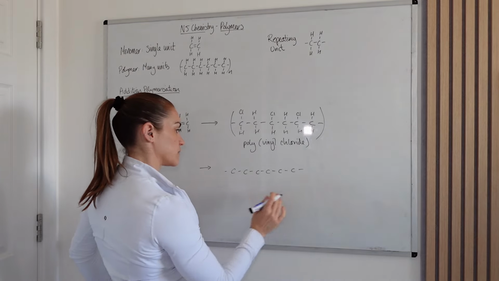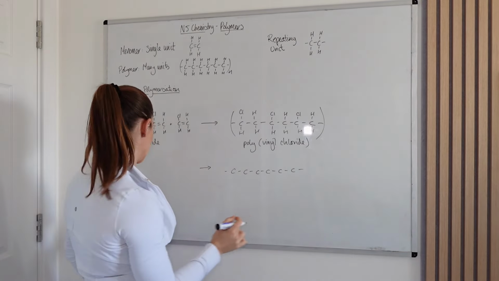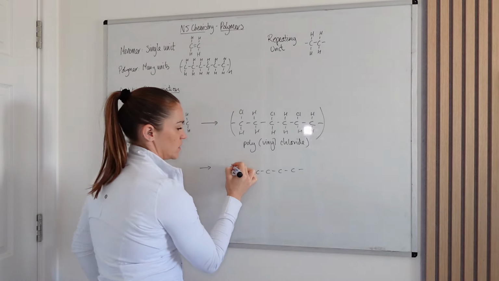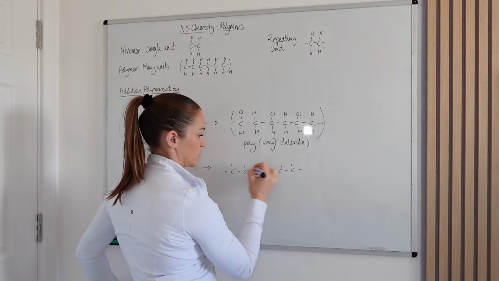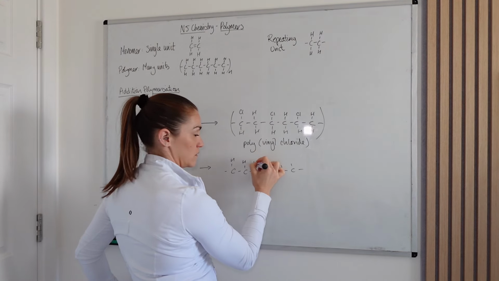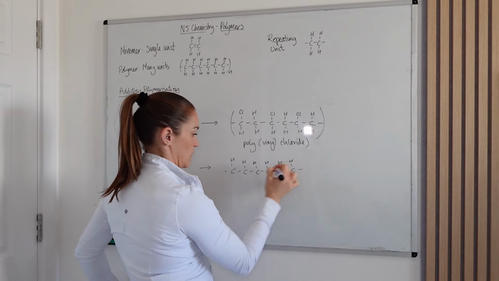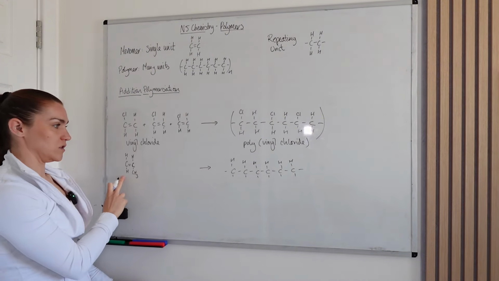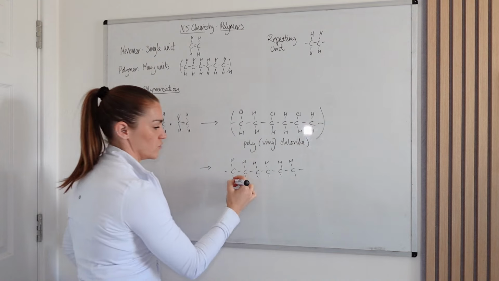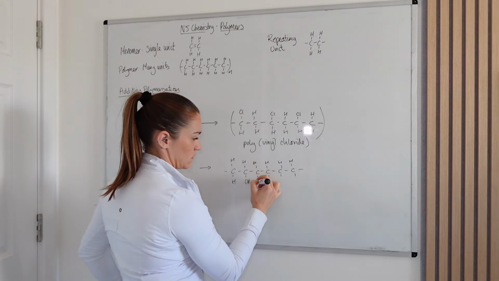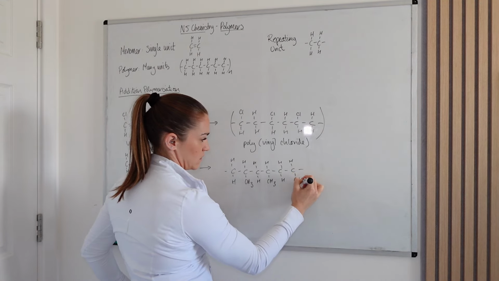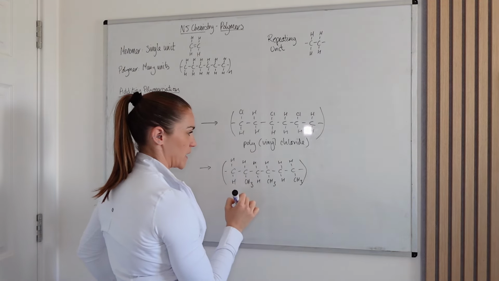Oh, draw the next one. So 1, 2, 3, 4, 5, 6, and I've got my sticky out ends. Then across the top we've got all H's, so we would just draw that pattern in. And then along the bottom, we're going to have HCH3, HCH3, HCH3 repeating. And then lastly, add in our brackets.